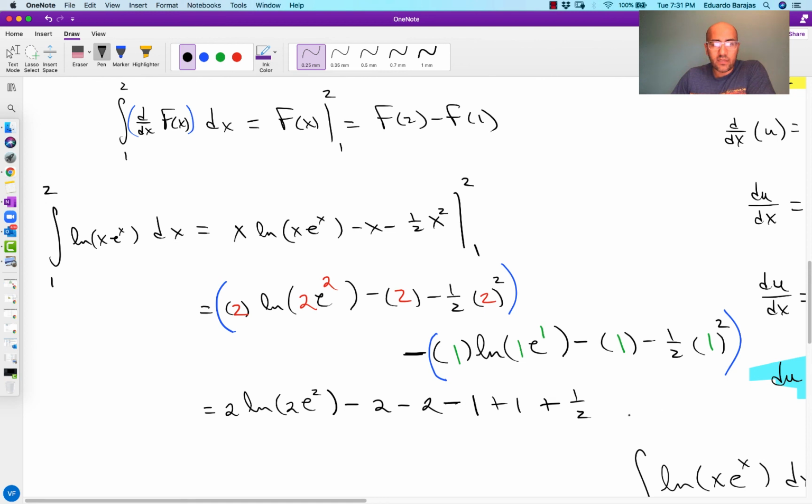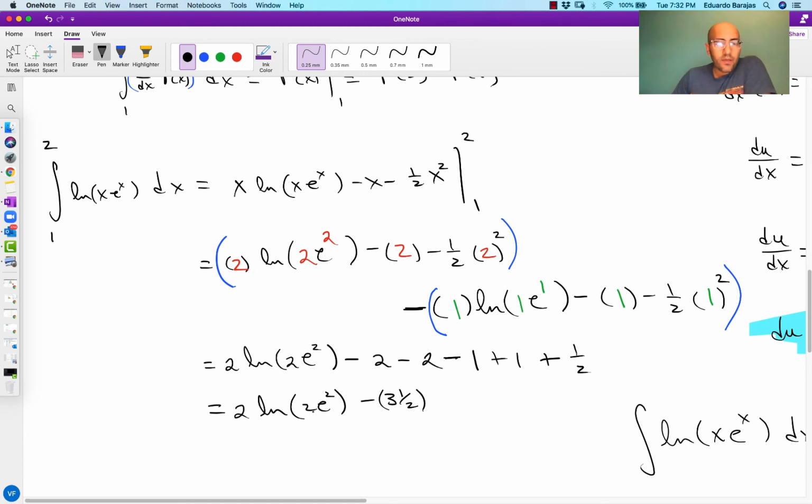Okay, well, that's ugly. That's going to be minus 2, minus 4, minus 5, back to minus 4, plus 1/2. Minus 4 plus 1/2 is minus 3.5 as a mixed number. So this is minus 3.5 as a mixed number. And then this is a 2 ln of 2e to the 2nd power. Cannot be simplified in any way.